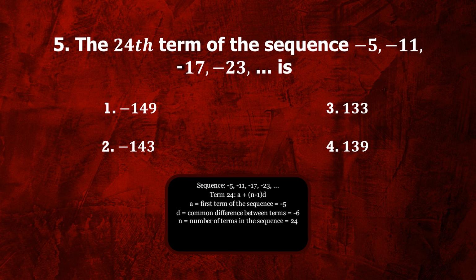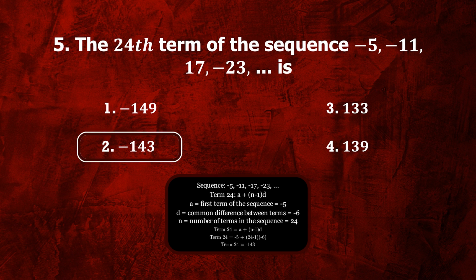Now that we have all the variables, we can plug them into the formula and calculate the 24th term. Let's substitute the values of a, d, and n into the formula. Now let's simplify and get our final answer. The 24th term of the sequence is -143, which is answer choice 2.